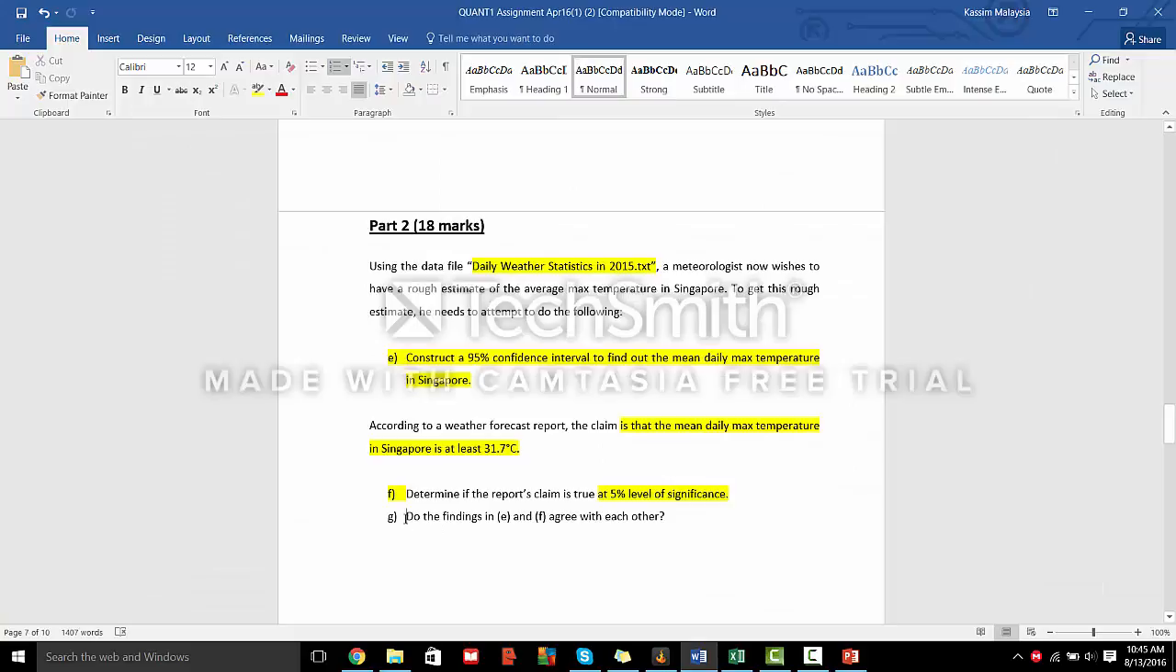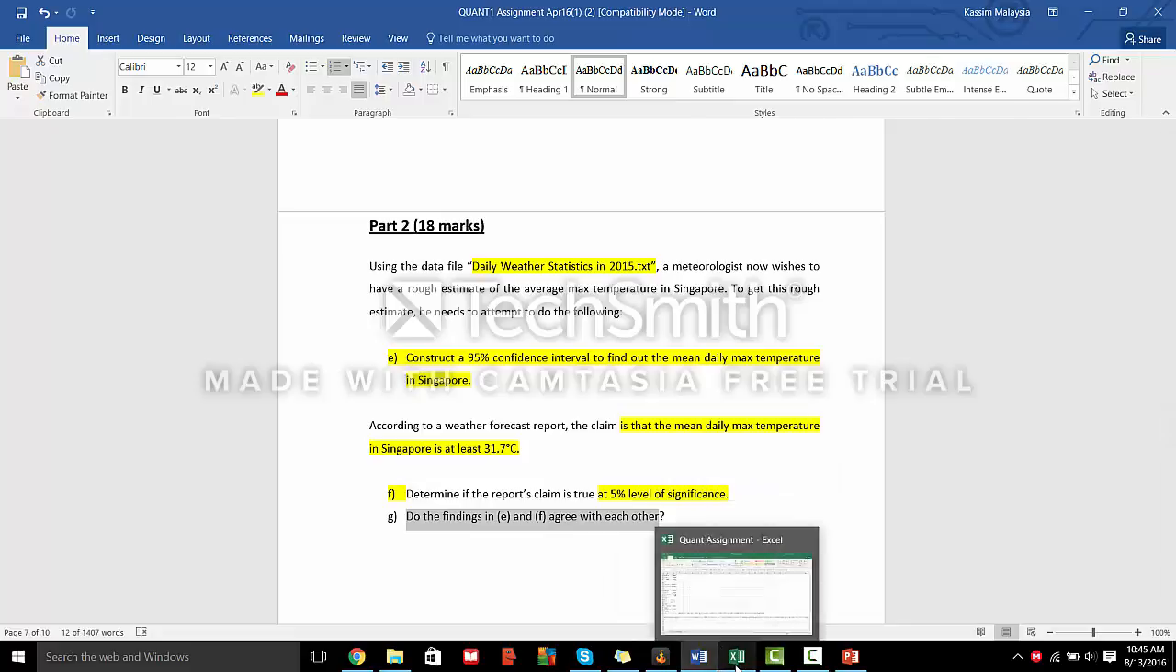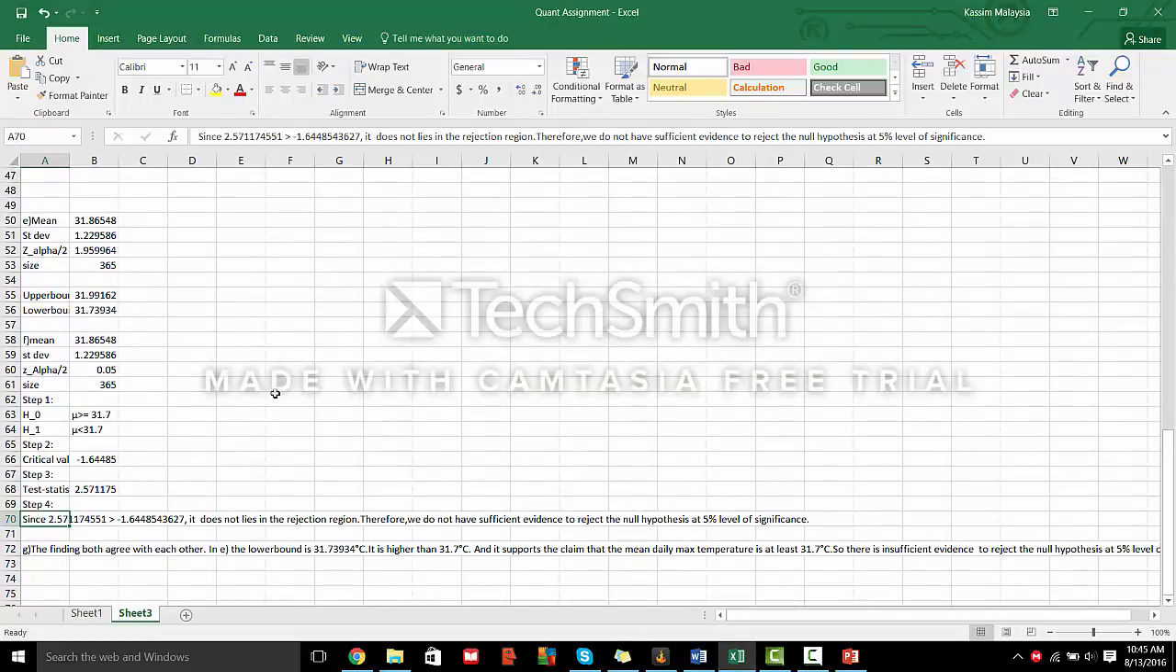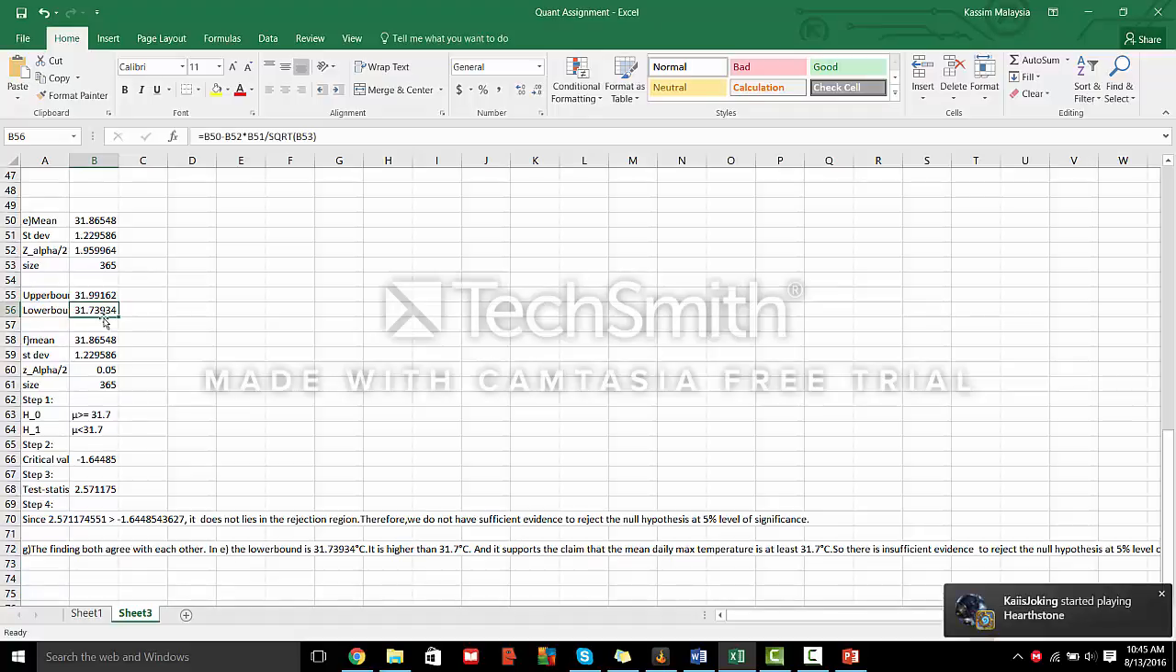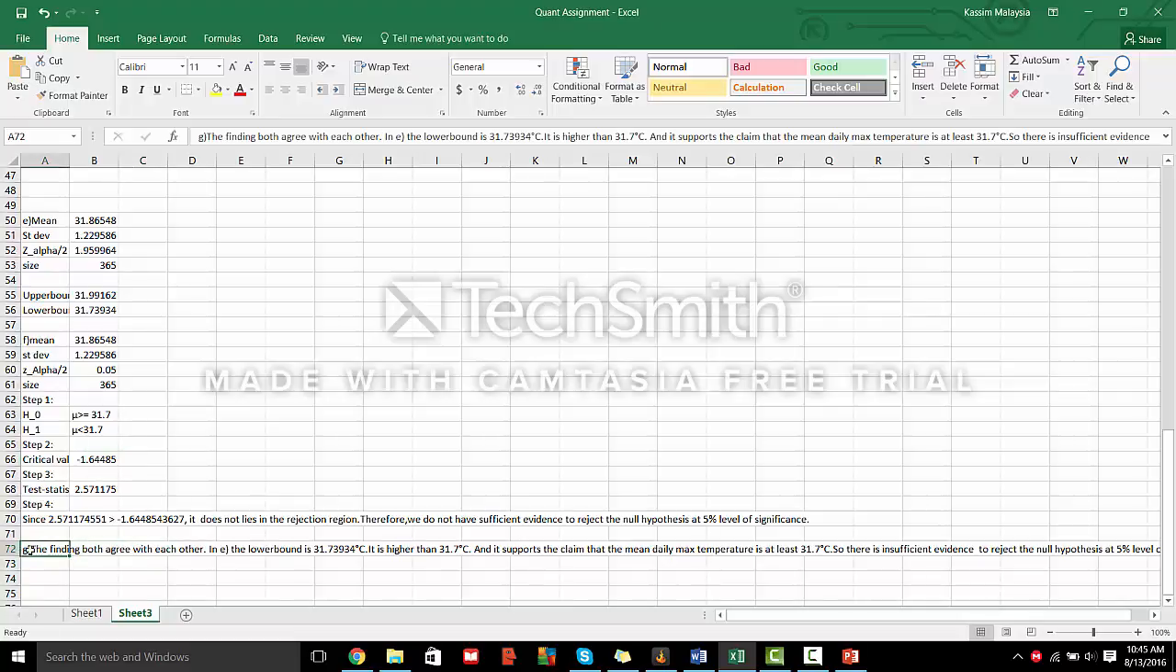So G, do the findings E and F agree with each other? So E and F, 95. So we look at E and F. E answers are 31.99162, 31.73934. And here the claim is more than or equal to 31.7. So the findings do agree with each other.